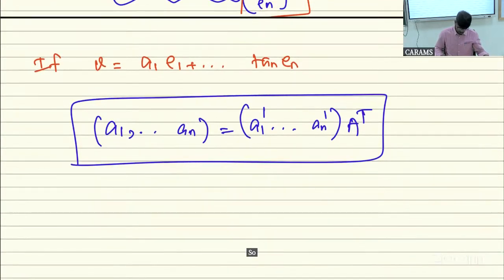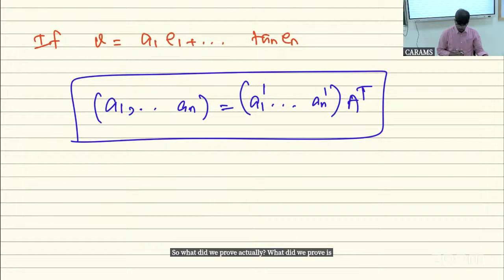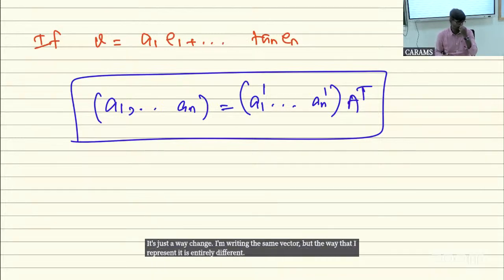So what did we prove actually? It says if I use my A transpose, then I have a different way of writing the given vector. It's just the way it's changing. I'm writing the same vector, but the way that I represent it is entirely different. That's what it says.